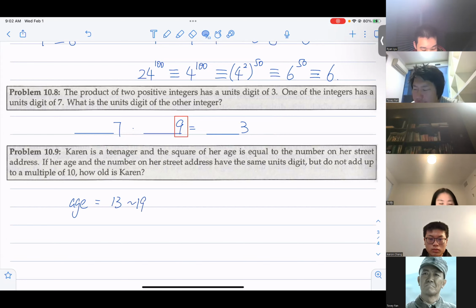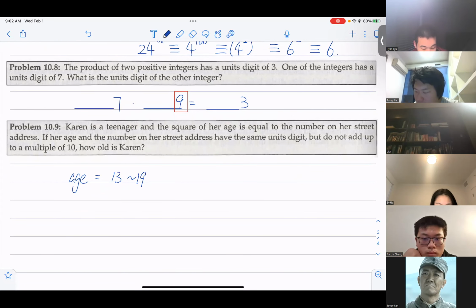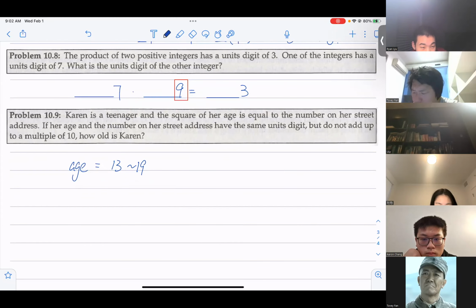Teenager 就是说在 13到19之间啊，所以它有个 teen 在这嘛，对吧？Teenage 就是它的年龄是个 teen，就是 13、14、15，以及到 19。OK, so teenager means between 13 and 19. So which number among them has a square with a unit digit of itself? You could see, so you can write this down.